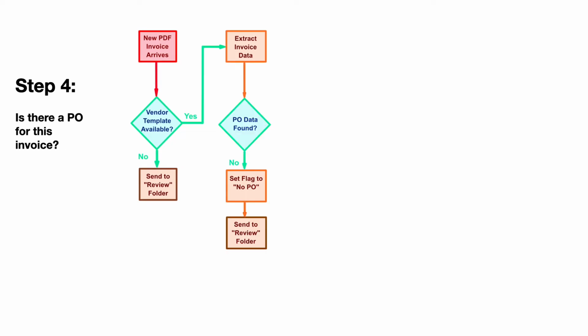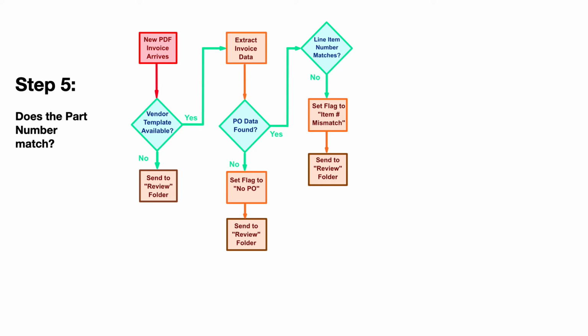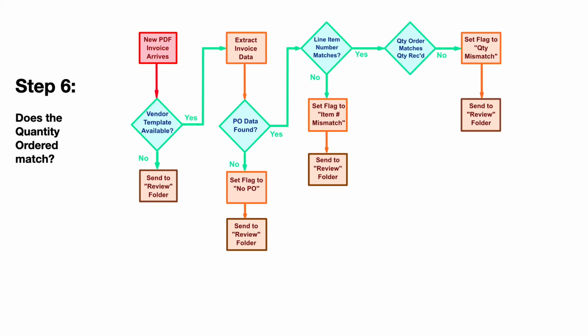Next, AP Pro checks to see if there is a purchase order in the system that matches the purchase order number on the invoice. If no purchase order is found, the invoice is flagged as needs review. If there is a valid purchase order in the system that matches the purchase order number on the invoice, AP Pro then takes the first line item from the invoice and looks to see if that line item appears on the original purchase order. If that line item does not appear on the original purchase order, the invoice again is set to needs manual review.